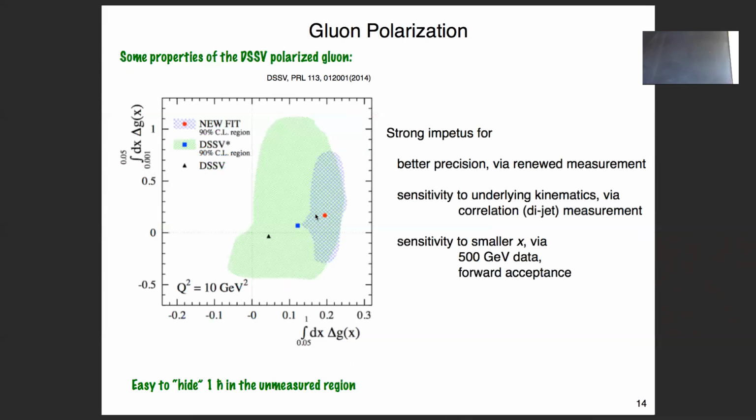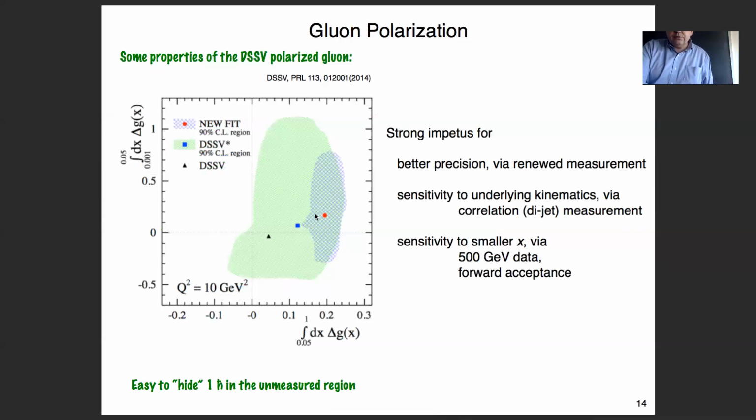That's mostly done through renewed measurements of jets, of course. You want to get to sensitivity to underlying kinematics because if you resolve in this range the kinematical form, you would expect that at least for part of the unmeasured region, it would at least continue in a way. In other words, measuring or resolving an x-dependence here should lead to somewhat reduced uncertainties in extrapolations, or at least more confidence in extrapolations. Then you want to obviously also get to sensitivity to smaller values of x, smaller than this 0.05 here. The way to do that is with 500 GeV data and with forward acceptance.